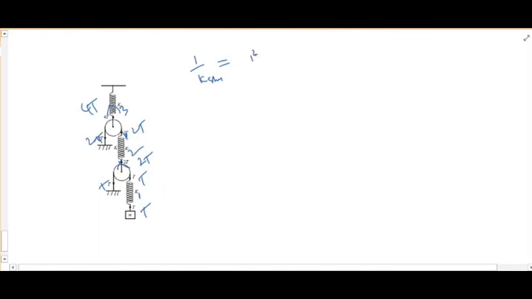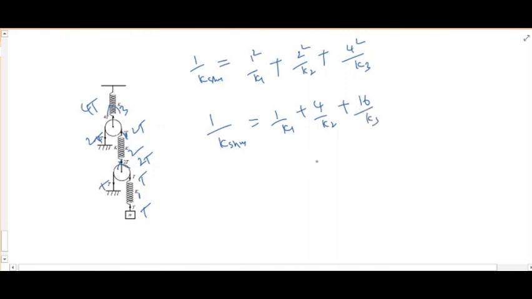Therefore 1 by K SHM is equal to, from this spring here tension is T, coefficient is 1, therefore 1 square by K1 plus, at this spring tension is 2T, coefficient is 2, 2 square by K2, and like that here tension is 4T, 4 square by spring constant K3. Therefore 1 by K SHM is equal to 1 by K1 plus 4 by K2 plus 16 by K3. See, from this find out K SHM, and after that substitute in this formula.